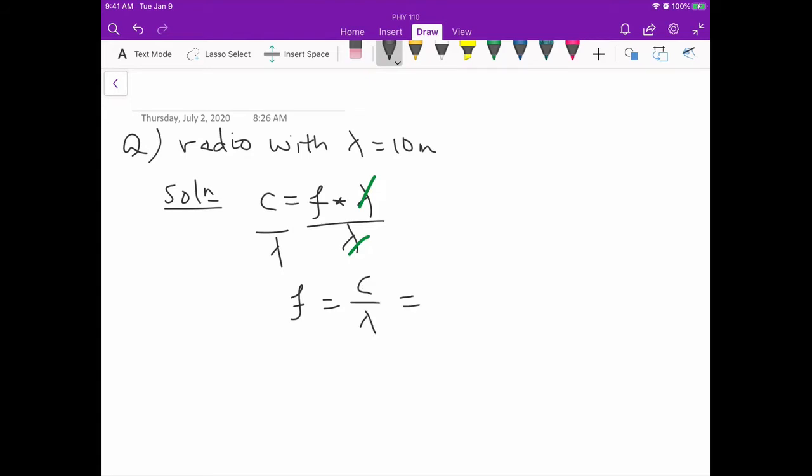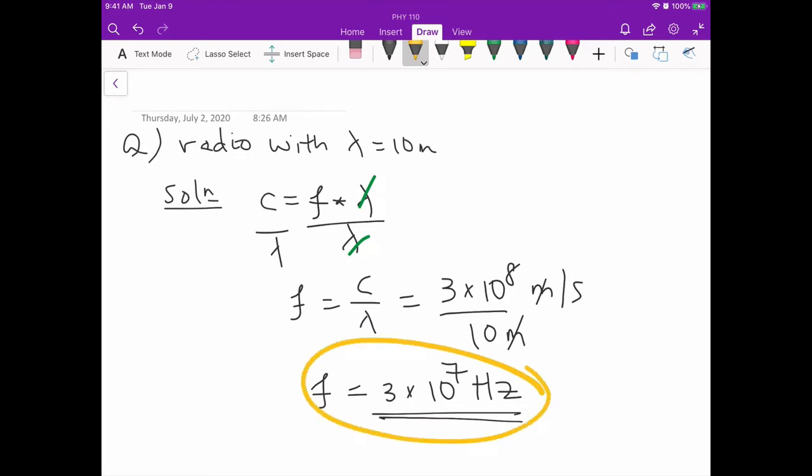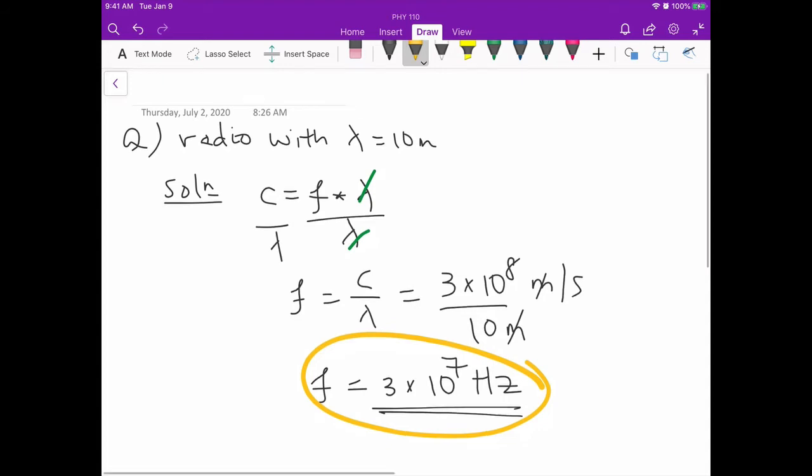And C is the speed of light, or the speed of an electromagnetic wave, divided by lambda, which is 10 meters. If you do that, then your frequency is going to be 3 × 10⁷ per second. Per second means hertz. So you can find the frequency like that. And it's a similar question.